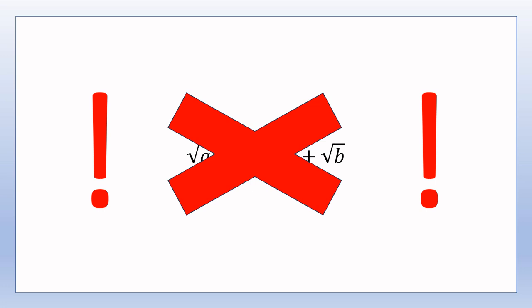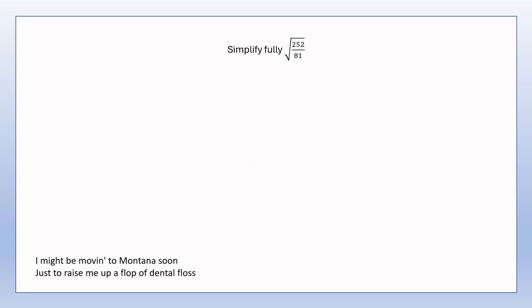We can already deal with these kinds of expressions, these are nothing new. But if we consider something like the square root of 98, then this can be simplified, but even after simplification there will still remain a square root symbol. So let's have a look at some simple examples of how these laws or properties of surds can be used to simplify some surd expressions. Simplify fully the square root of 252 divided by 81.